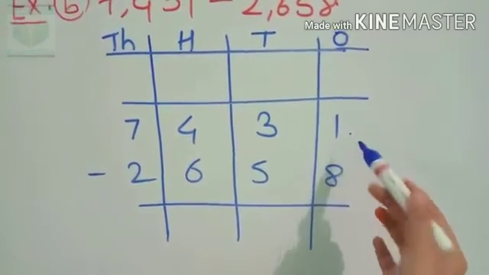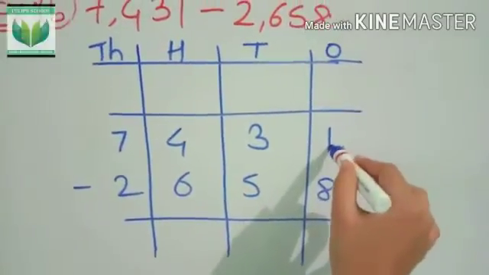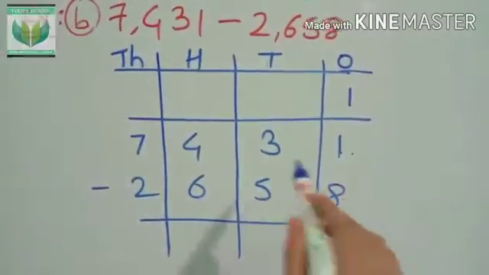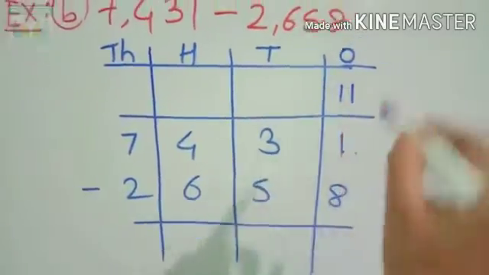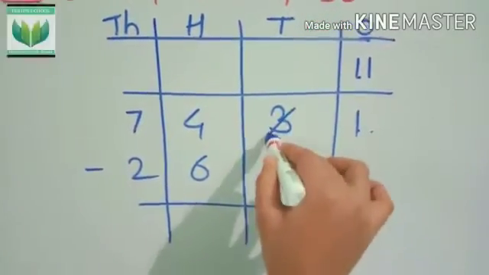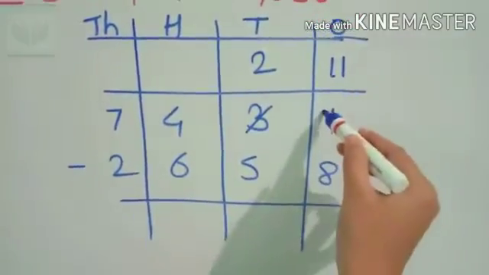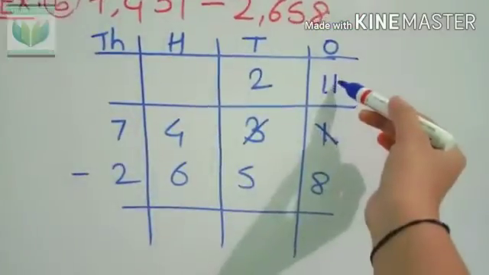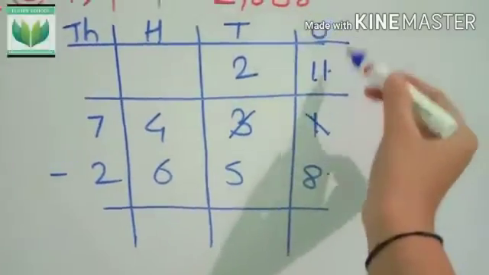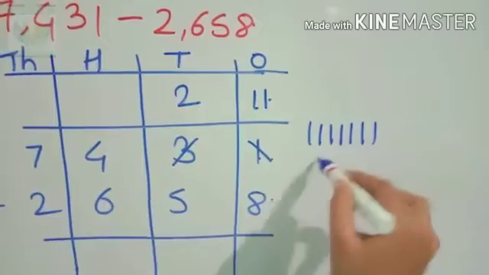Now we have to take a carry because 1 minus 8 is not going. We have to write this 1 first on the upper side, then 1 in front of the 1. Now this one we taken from the 3. Now here it becomes 2. Okay. Now 11 minus 8. We have to solve the ones place first. 1, 2, 3, 4, 5, 6, 7, 8, 9, 10, 11.